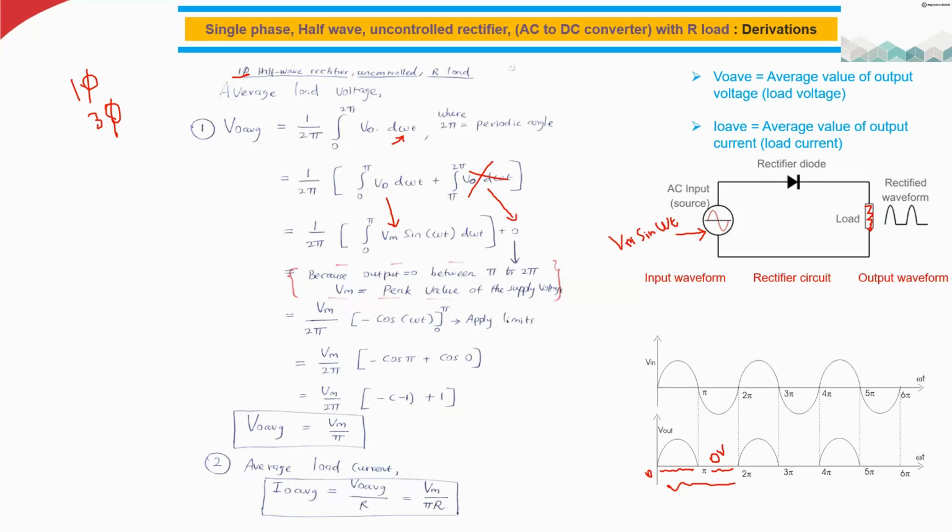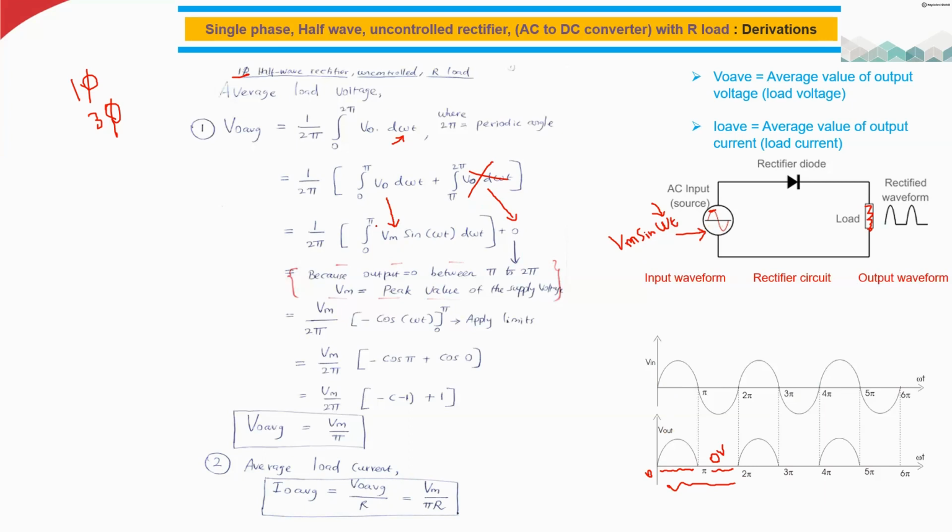Vm is the maximum amplitude of the input signal. For example, the amplitude means this is the maximum amplitude of this AC signal. Vm times sine omega t. Omega is equal to 2 pi f. So Vm sine omega t, I replace instead of VO, and then d omega t. We know why I put 0: because from pi to 2 pi we don't get any output. So we get output only here, and this output is equal to input.